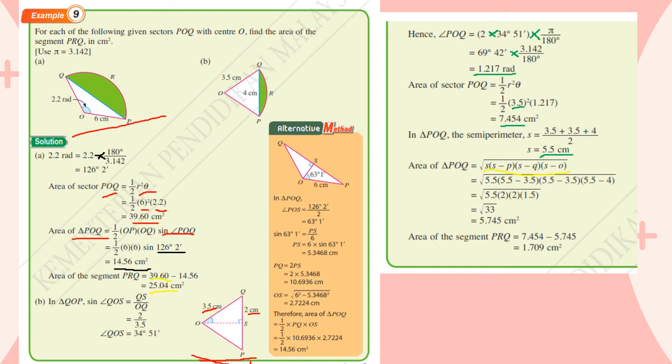This is the formula of Heron's rules. For those who already forgot about this, you can refer back to your Form 4 notes on Heron's formula. We just substitute the values here, and we can find the area of POQ, which is 5.745. And to find the area of segment, you just minus the area of triangle POQ from the area of sector. And finally, you will get the answer 1.709 centimeter square.